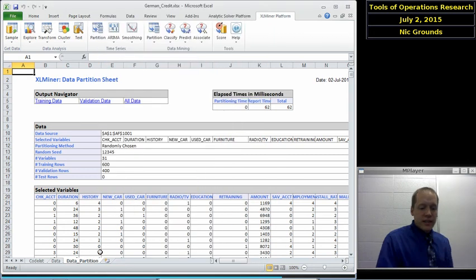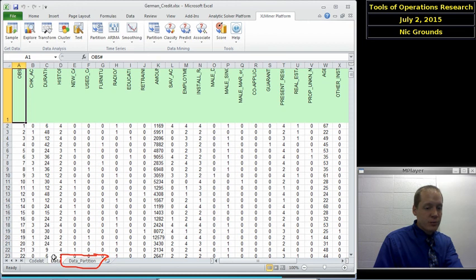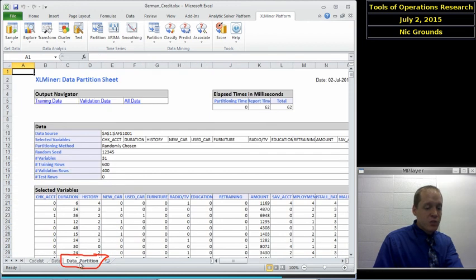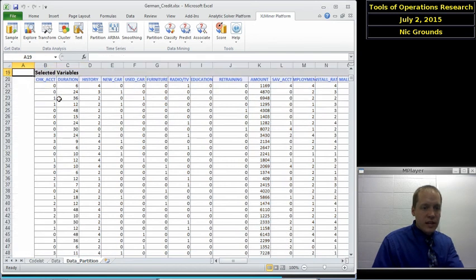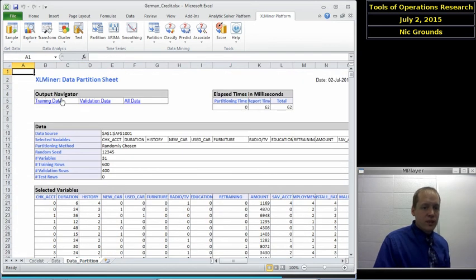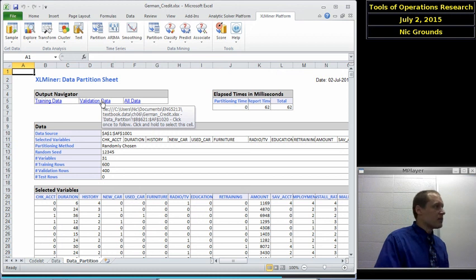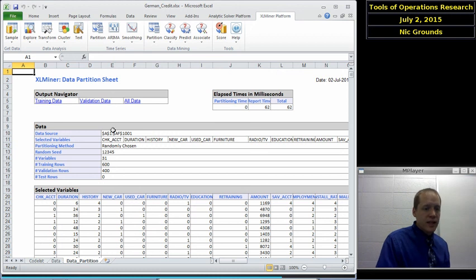You'll see in Excel that it's actually generated a brand new sheet in the Excel workbook down here. So I had a sheet called data with all the raw data. It's just built a new sheet called data partition that includes the partition data. And you'll see, you can click on some links here. It'll show you all the training data, or you could click the button for validation data, which is somewhere down below that, and it would take you to that.